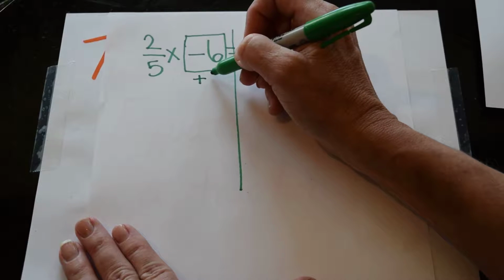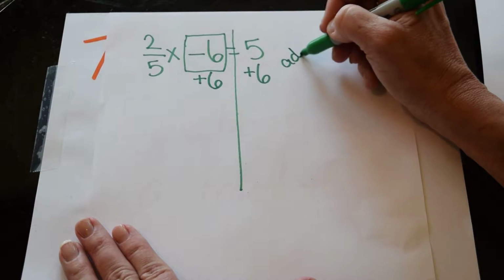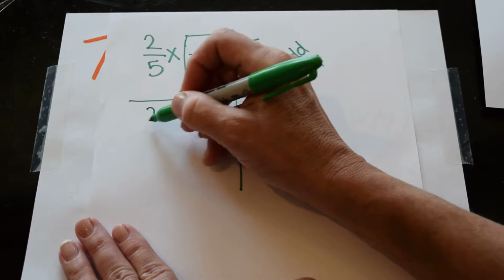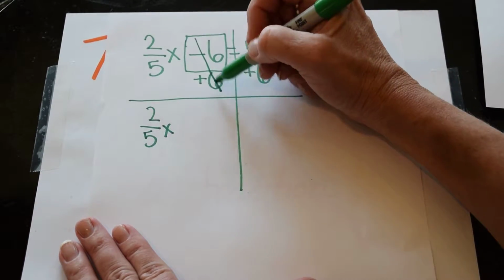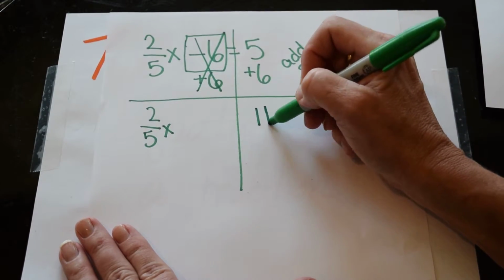So the opposite of minus 6 is to add 6. So we're going to do that to both sides. We're going to add 6. Bring down our leftovers that we didn't touch, our 2/5 x. Minus 6 plus 6 becomes 0, so that goes away. And we have 5 plus 6, which is going to be 11.